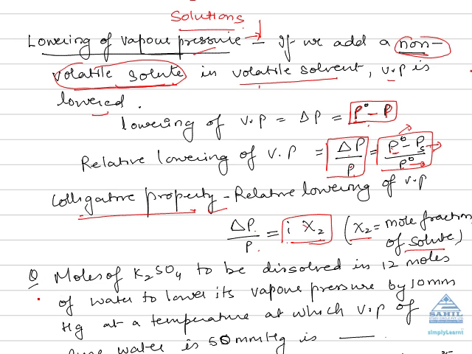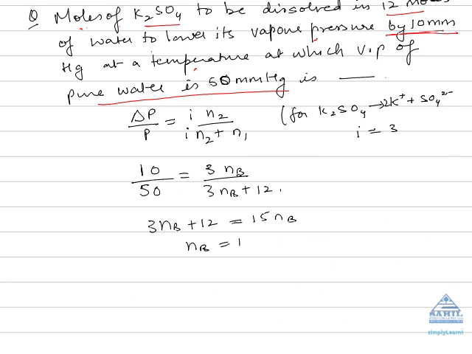Now suppose we take an example: moles of K2SO4 to be dissolved in 12 moles of water to lower its vapor pressure by 10 mm Hg. The lowering of vapor pressure is given as 10 mm Hg at the temperature at which the vapor pressure of pure water is 50 mm Hg. So we have given the vapor pressure of pure water, that is P naught is equal to 50 mm Hg.